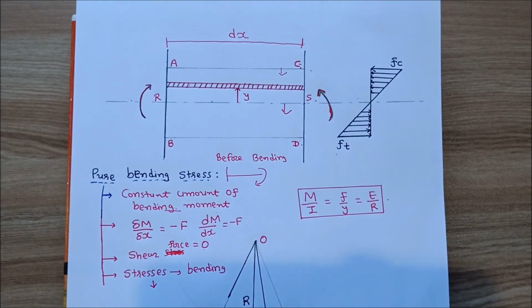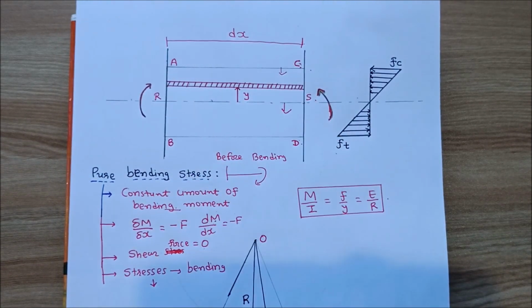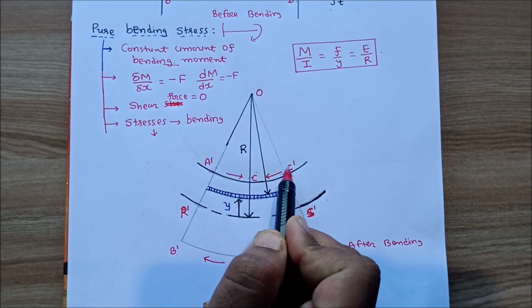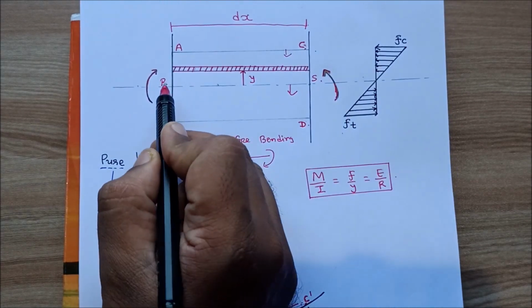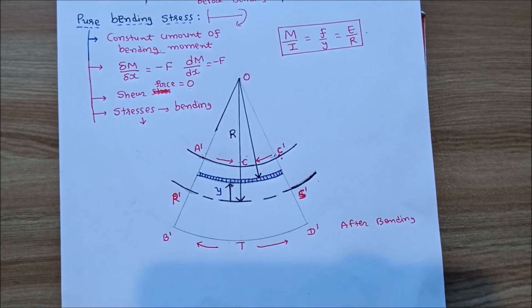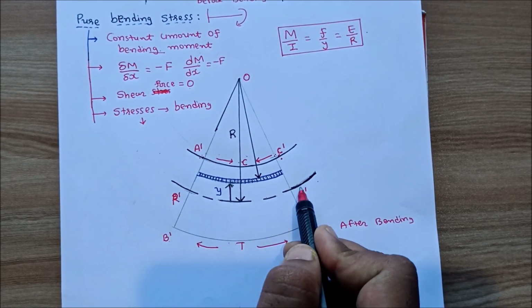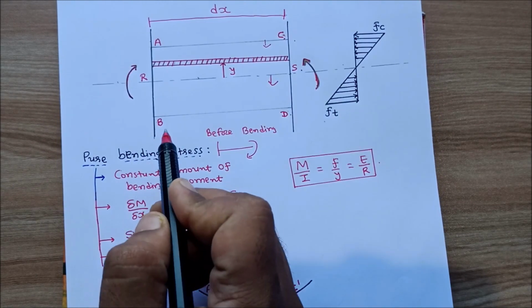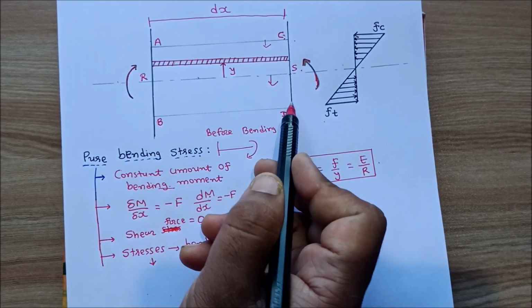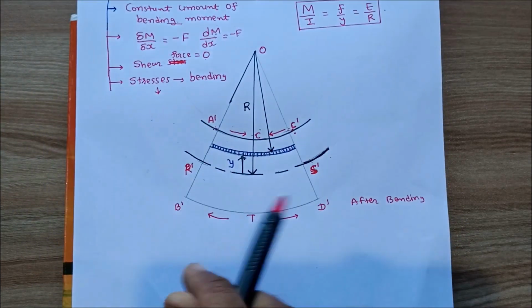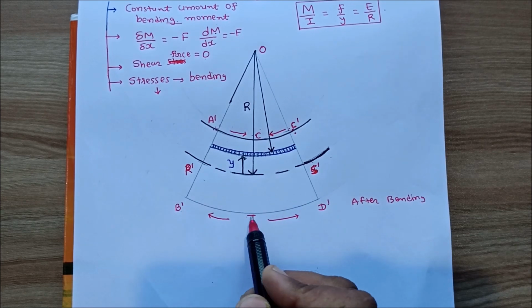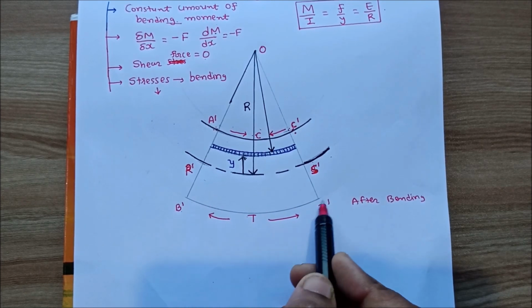So before bending, the length is AC, that is compressed and reduced to A dash C dash. Neutral axis, that is RS, there is no change in its length. So RS is equal to R dash S dash. And before bending there is a BD and after bending there is a B dash D dash, and these parts are in tensile condition, so there is an increase in length.